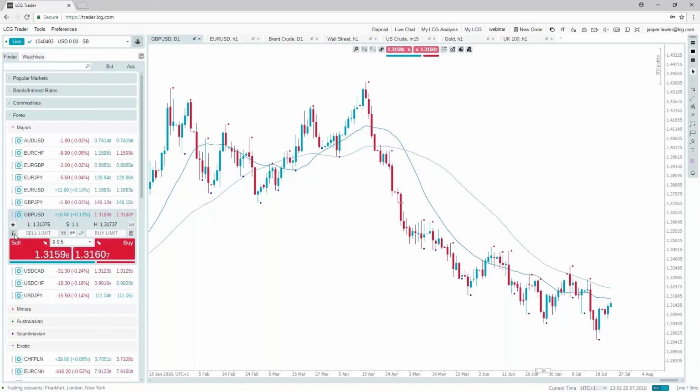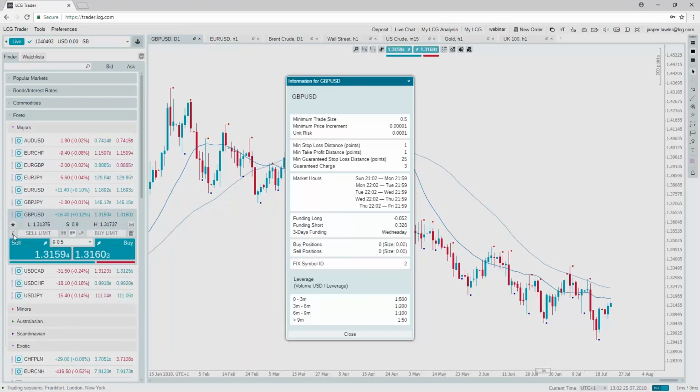And if you want a bit more information on the currency pair, you can click the I for information, which is an expanded version of the details that we saw when you hovered over. So you can see the market hours. It's basically a 24-hour market, 5 days a week, but worth knowing that it opens at 9 on a Sunday GMT and closes around 10 on Friday GMT.